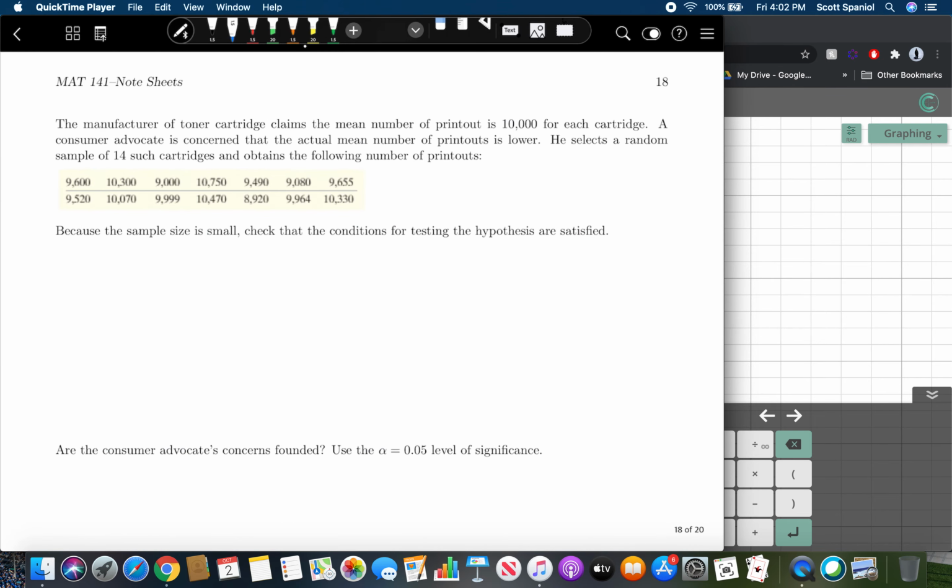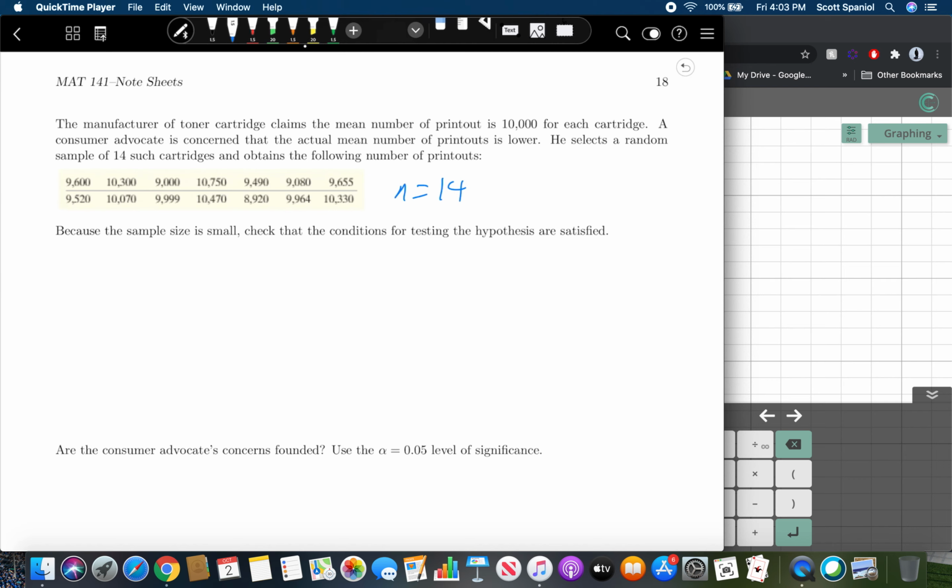Okay. So the second one. The manufacturer of toner cartridges claims that the mean number of printouts is 10,000 for each cartridge. A consumer advocate is concerned that the actual mean number of printouts is lower. He selects a random sample of 14 such cartridges and obtains the following number of printouts. So notice, they kind of set you up for this, but because the sample size is small, in this case it's 14, we're going to need to make sure we can do this.